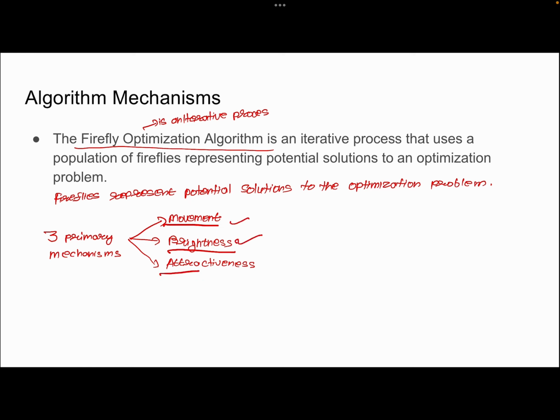Now, coming to the third primary mechanism, that is attractiveness. The attractiveness of a firefly is a function of its brightness and the distance between fireflies. Attractiveness decreases as the distance increases and vice versa. So we can say attractiveness is inversely proportional to the distance between the fireflies.